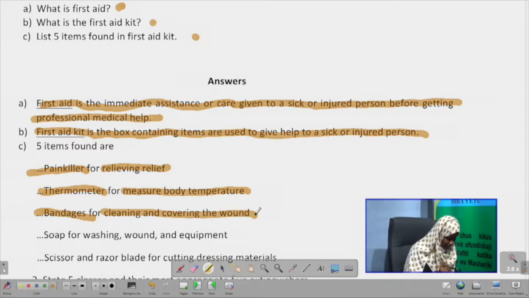And then the next item you're going to find is soap. We all are familiar with the word soap. It is used for washing the wound and equipment. So you have your equipment, your bandage, your thermometer, maybe some nails that you have already used, so you can use the soap to wash your equipment, or you can wash the wound. If you want to wash the wound, you have to use soap.